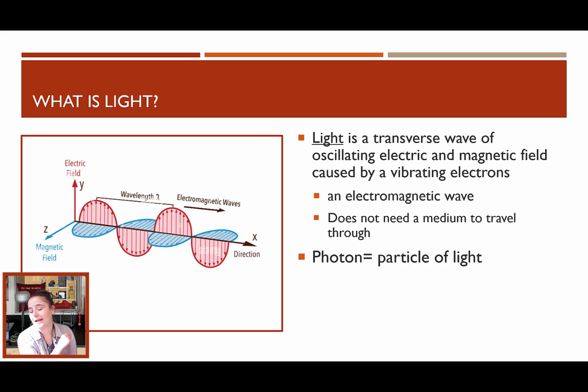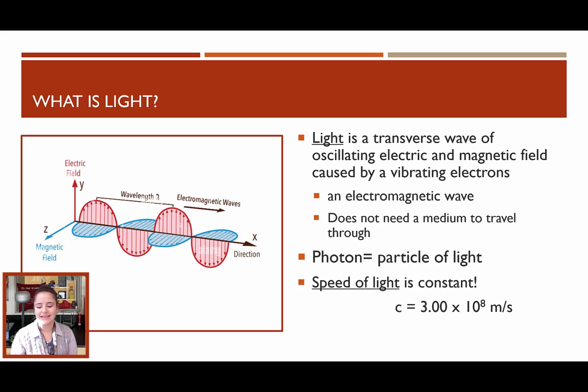However, sometimes we need to use a particle model of light. And when we use a particle model of light, we call those particles of light photons. Sometimes one model will be more useful than another, but it has that duality, so we can use both.